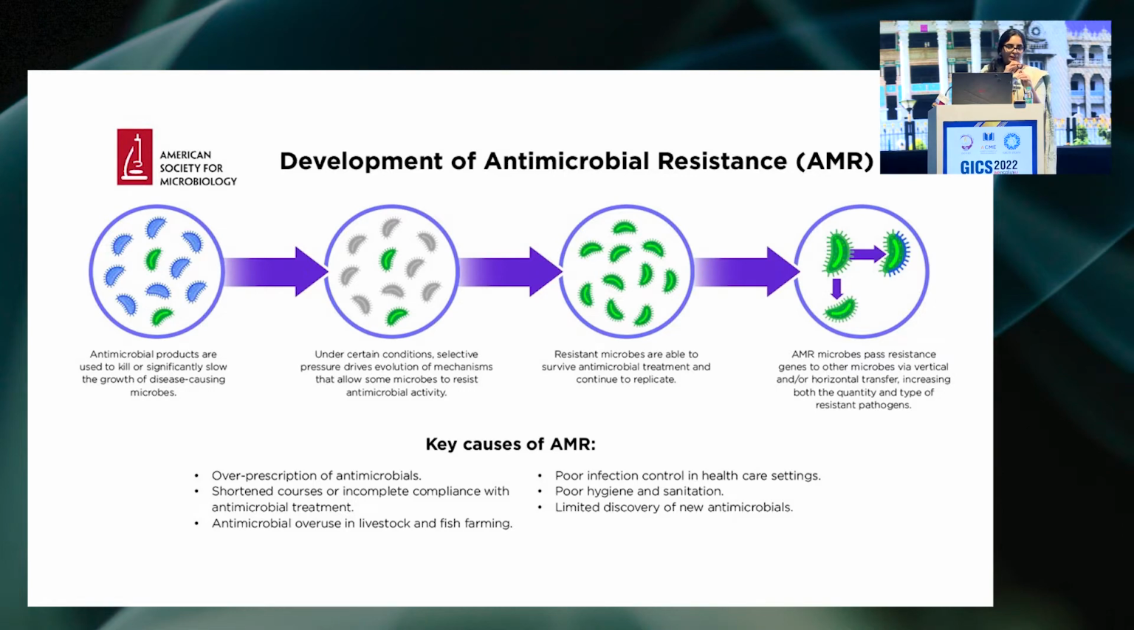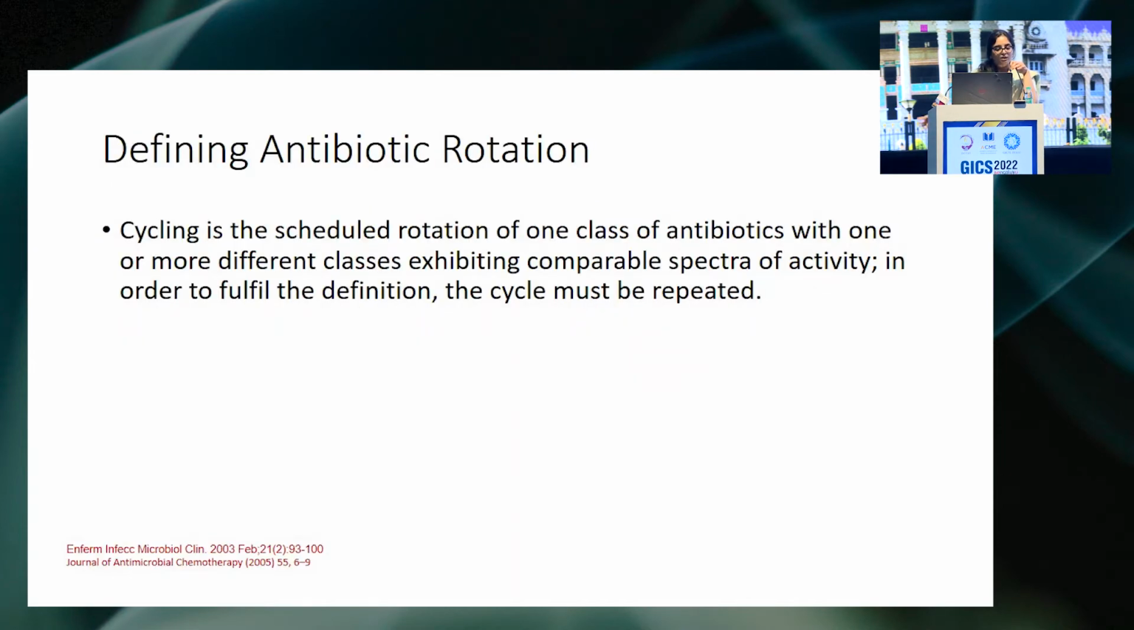So what does antibiotic rotation ponder upon? We believe that antimicrobial products are used to kill or significantly slow down the growth of disease-causing microbes. Under certain conditions, the selective pressure drives the evolution of mechanisms that allow some microbes to resist this activity. They survive more, the resistant microbes become more in number and thrive better, and they become the predominant flora of the place. This occurs when there is antibiotic pressure in a particular setup.